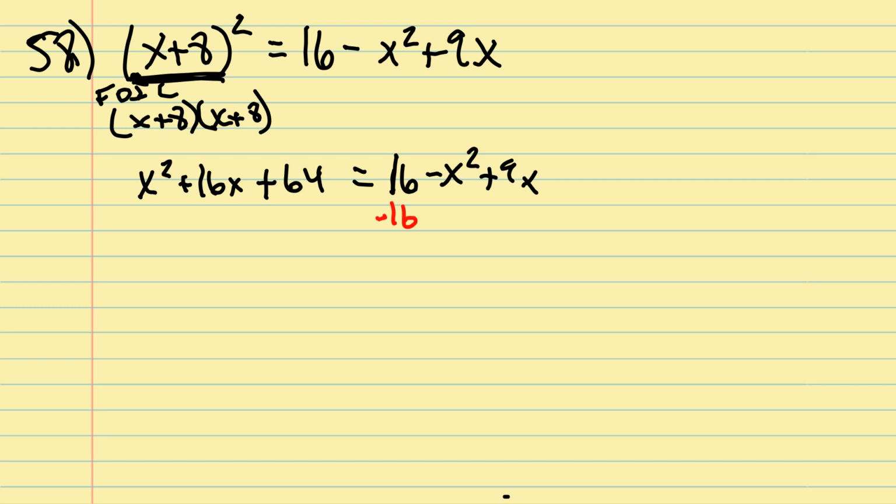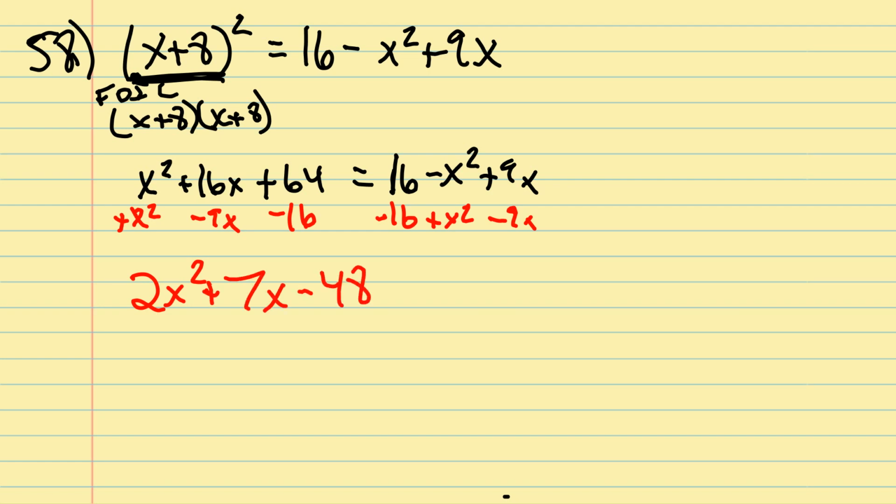So I'm going to minus 16 from both sides. I'm going to add x squared to both sides. And then I'm going to minus 9x from both sides. So I'm going to end up with 2x squared plus 7x minus 48 equals 0.